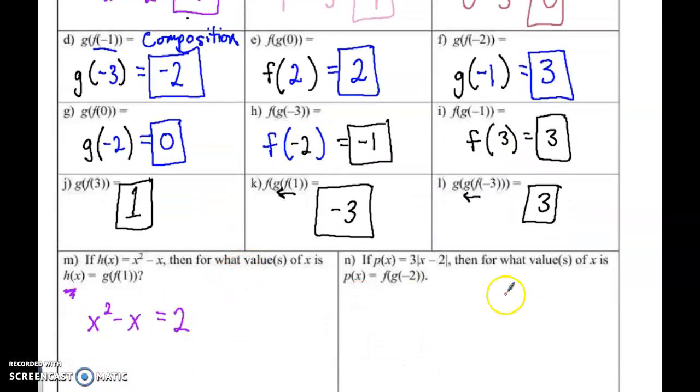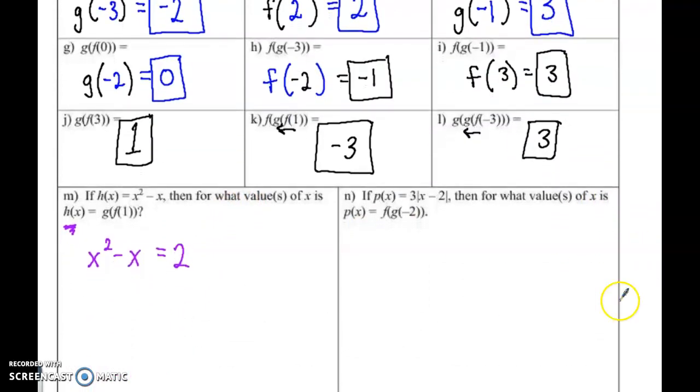So now we have a quadratic, and the expectation is that you know how to solve quadratics from Algebra 2. That's why we make you do this in this order. And what are factors of negative 2 that add to be negative 1? That would be 1 minus 2.